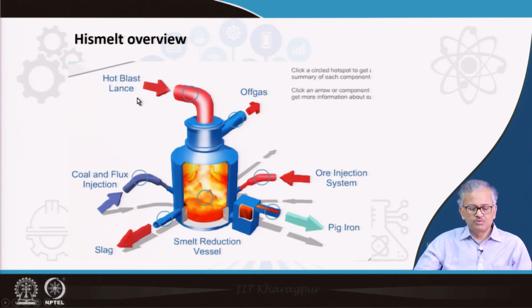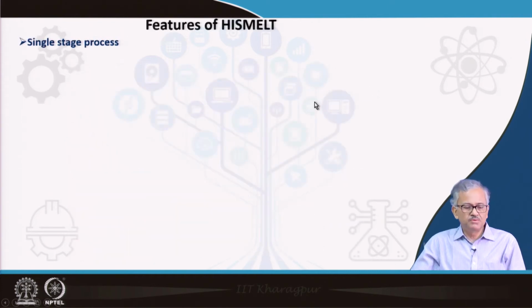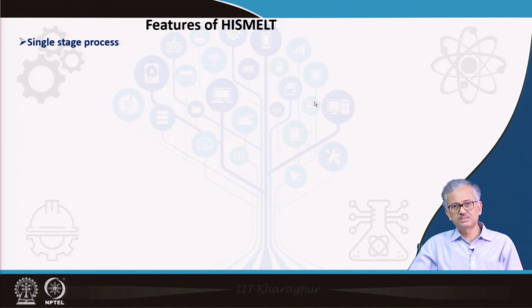So this is an overview, you can see in a very nice picture, melting reduction. You can see coal and flux also injected here, iron ore also injected like this, just like you are injecting, and then slag is coming out of one hole and metal is coming through here, and the hot air blast coming from the top lance and off gas is coming out. Features of the HIsmelt process, first is that it is a single stage process.